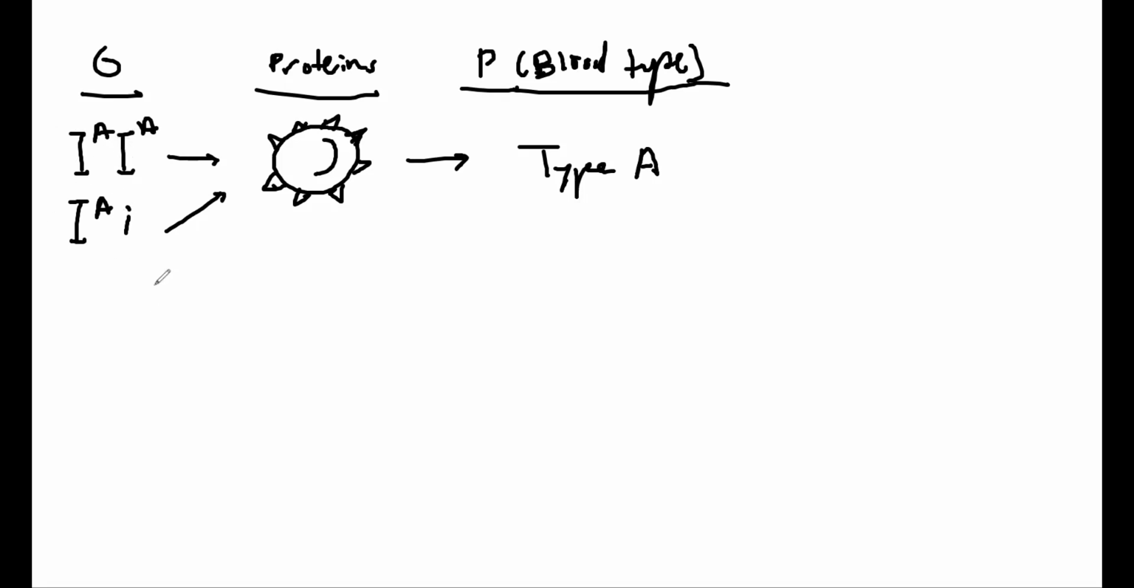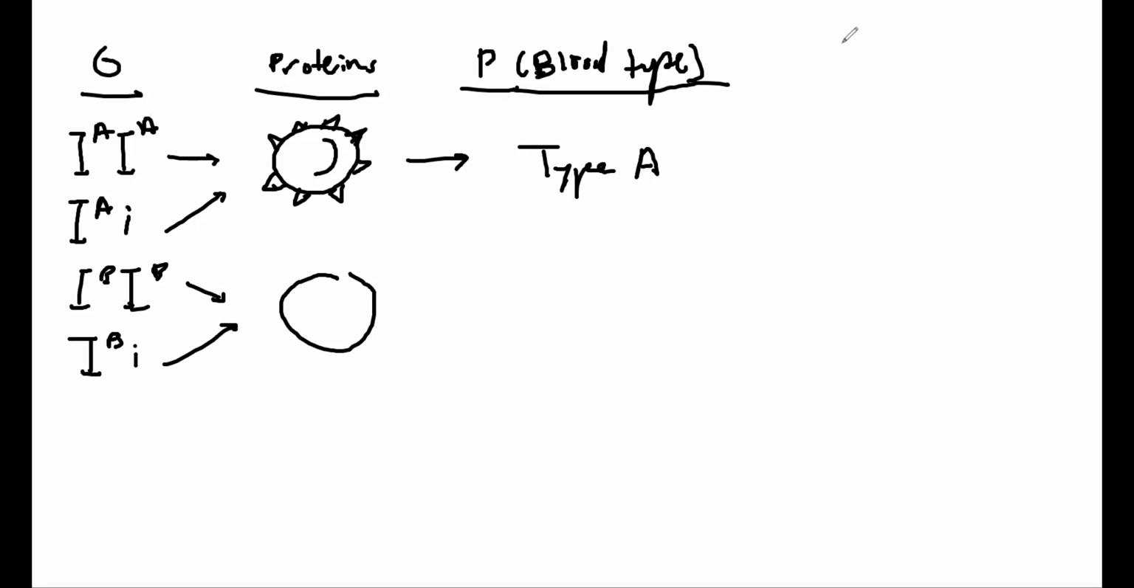Same thing applies for the Bs. Okay, if you're IB, you're homozygous for B, or you're IB lowercase i, in other words, you're a heterozygote, your red blood cells will look exactly the same because B is completely dominant to O, just as A is completely dominant to O, right?